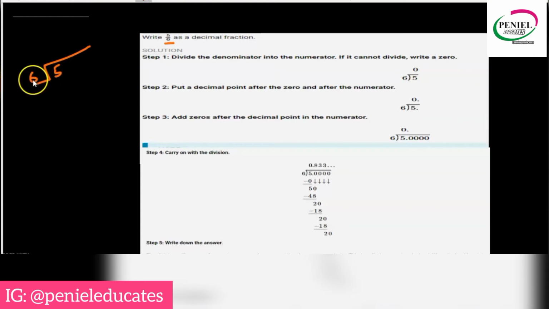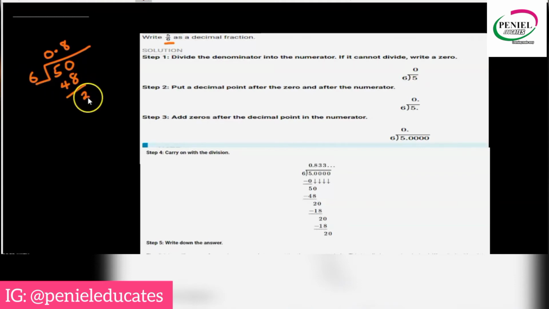Now 6 in 5 cannot go. You put your 0 point. Then you add 0 here. Then 6 in 50 is going to give you 8. So give you 8 here. Then multiply 6 by 8. It's going to give 48. Then when you subtract this, it's going to give you 2.